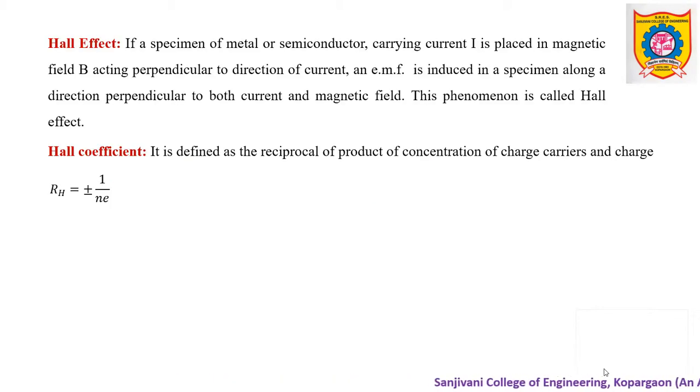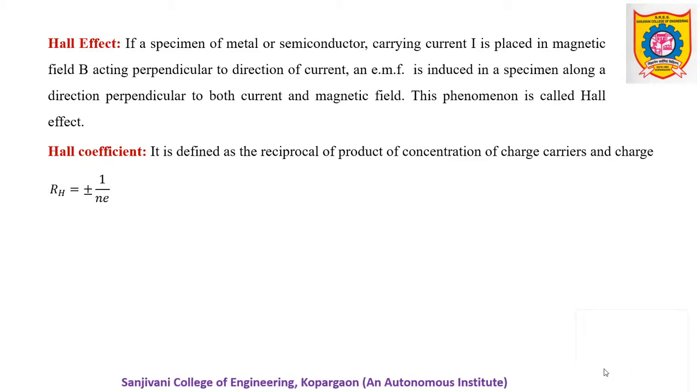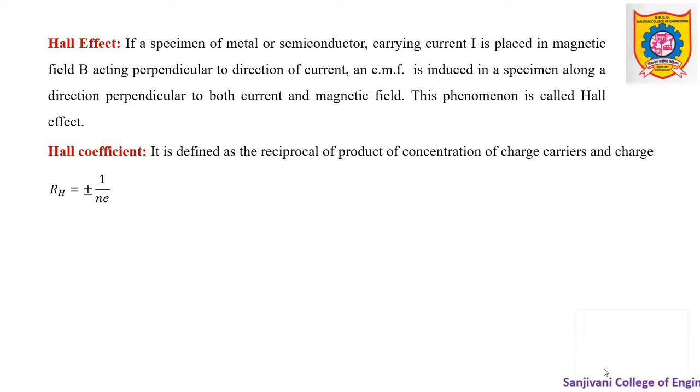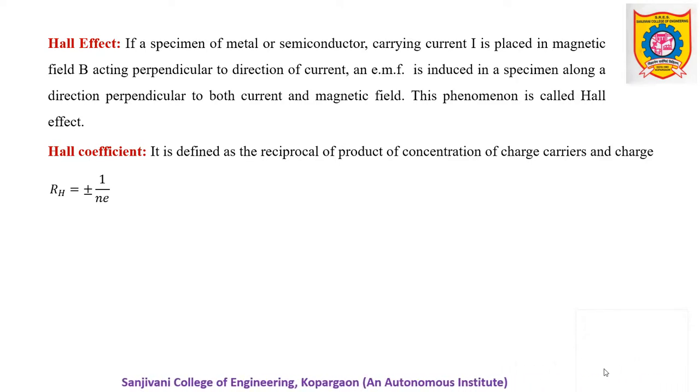So starting with Hall effect definition, if a specimen of metal or semiconductor carrying current I is placed in magnetic field acting perpendicular to the direction of current, an EMF is induced in the specimen along a direction perpendicular to both current and magnetic field. So this is the phenomenon of Hall effect.